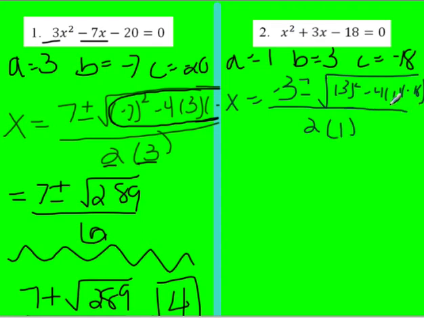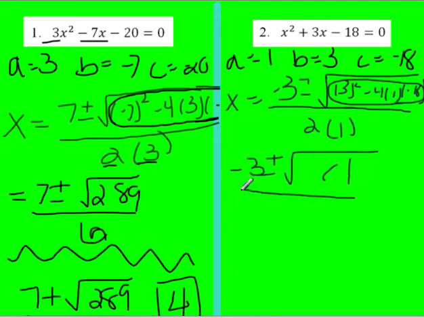So now again, I want you to simplify underneath this radical. So in your calculator, you're going to do 3 squared minus 4 times 1 times -18. And when you do that, you should get 81, divided by 2 times 1, which is 2. So now we're ready to create our 2 different versions.